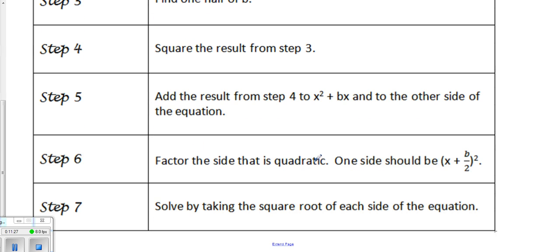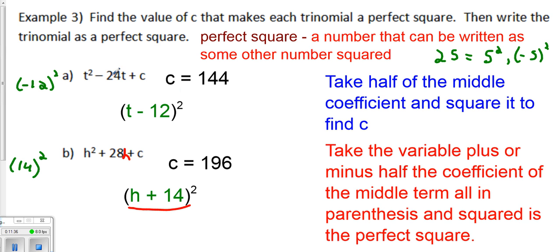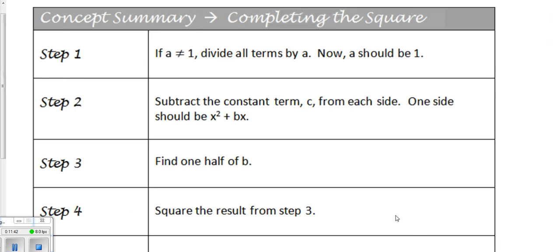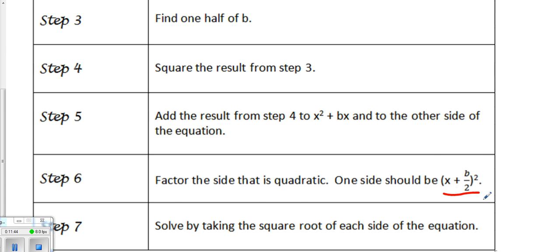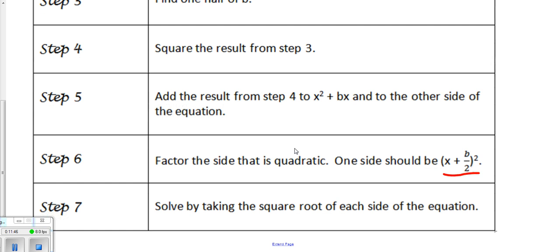You factor the quadratic side then, and it should come out to x plus b over 2 squared. Kind of just like how we did over here. This came out to t minus 12 squared when we factored this piece. Well, that's what should happen over here when we're solving by completing the square.